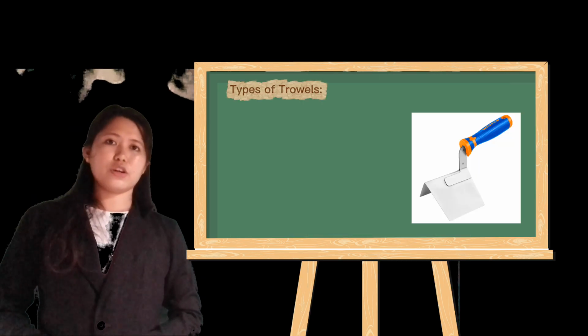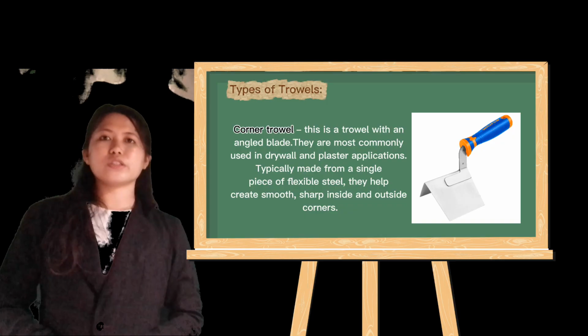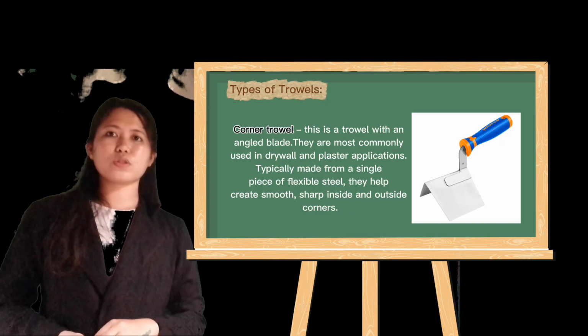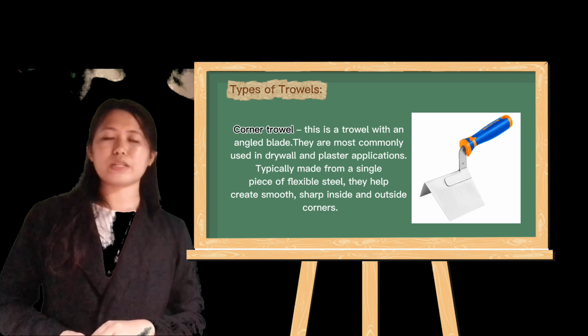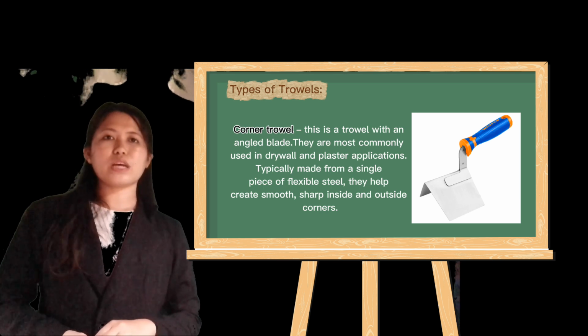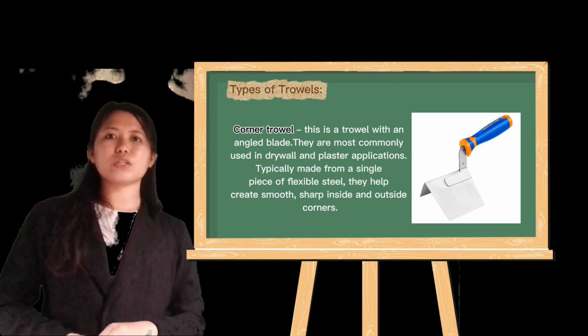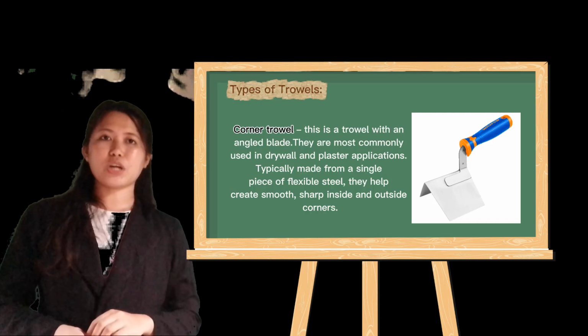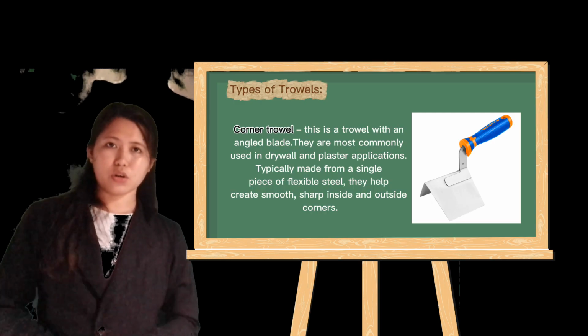So, next is the corner trowel. Corner trowel is a trowel with an angled blade. They are most commonly used in drywall and plaster applications, typically made from a single piece of flexible steel to help create smooth and sharp inside and outside corners.